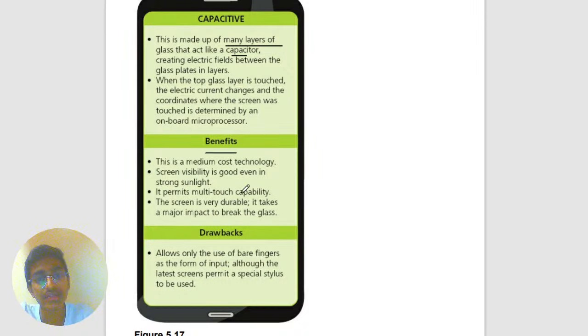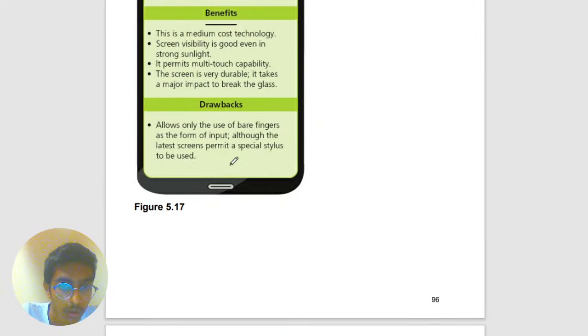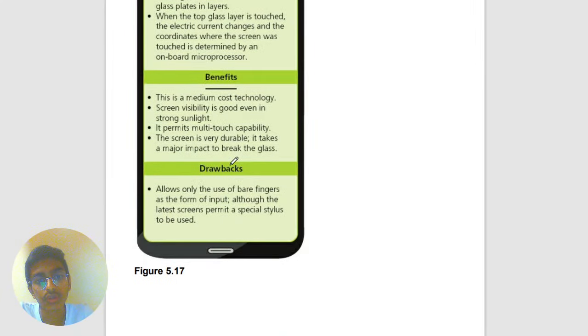The benefits of this is that it's a medium cost technology. The screen visibility is quite good in strong sunlight, of course. It permits multi-touch capability because, again, when it detects two changes in current, it is quite capable of doing that. The screen is very durable and will take a major impact to break the glass. The drawbacks is that it allows only the use of bare fingers and not the use of gloves, for example, because with the use of gloves, it will not detect that electric current. Okay.